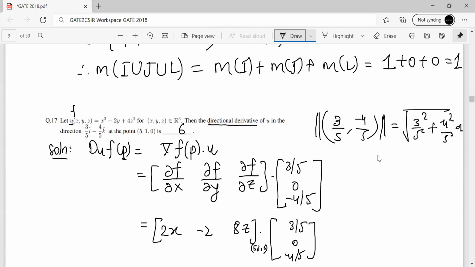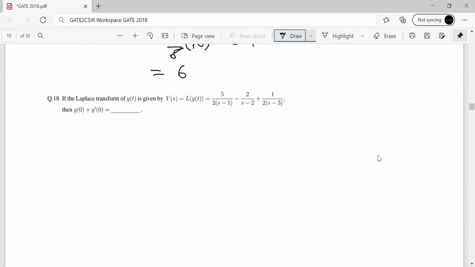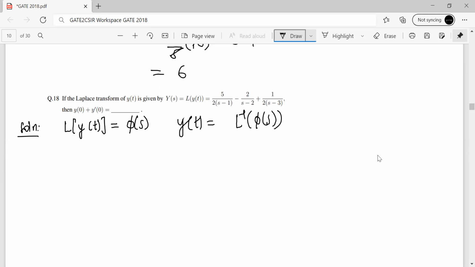So this answer is 6. Now let's find this Laplace transform. Here you are given that L of y of t is this. So L of y of t is given to be some phi of s. Then y of t will be given by L inverse of phi of s. So let us find out.